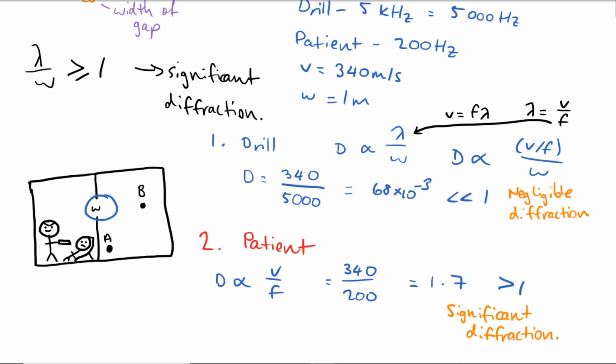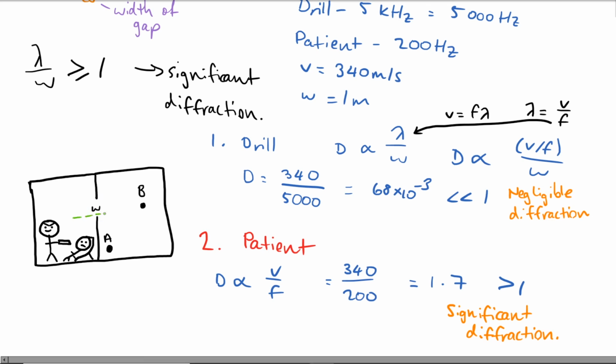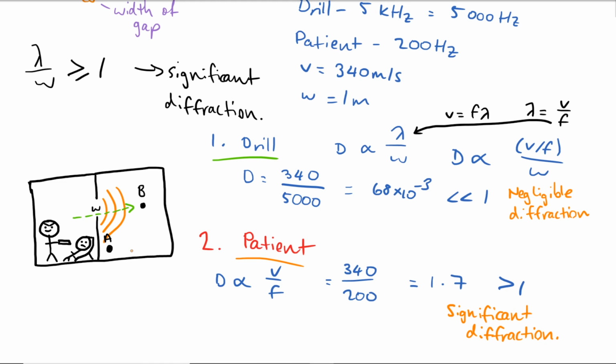So when we put it all together and answer the question, there's negligible diffraction with reference to the drill, which means the sound will probably reach person B, but not person A. On the other hand, there's significant diffraction with reference to the patient's groan, which means it will come around the corner and person A and B will probably both hear the patient's groan. And that might deter them from returning to the dentist. I'm not sure. That's up for you to decide.